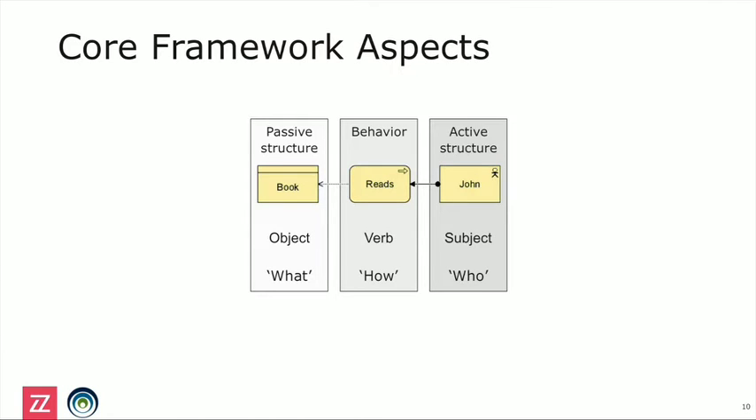But subjects, verbs, and objects are central to the structure of ArchiMate. You see that we have the active structure in ArchiMate, which are the subjects of the sentence. So in this case, John, an actor, if you recognize the symbol, a business actor. Then we have the behavior, the verbs. What is John doing? Well, John reads. And what is he reading? He reads a book, the object of the sentence. This is the central structure of the entire language.